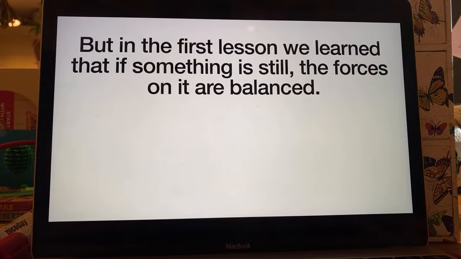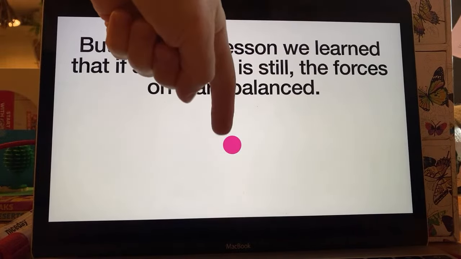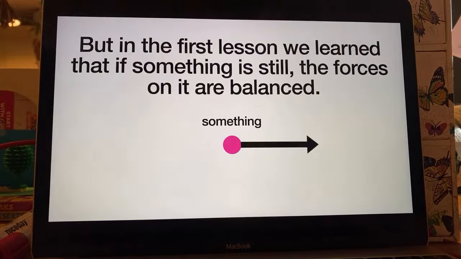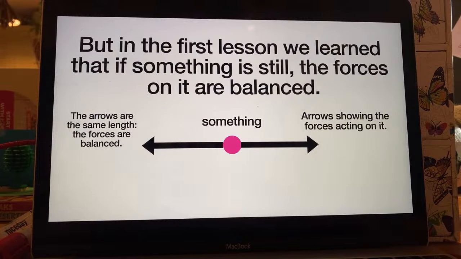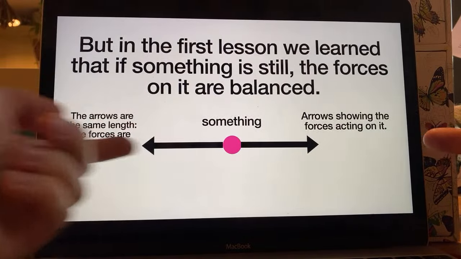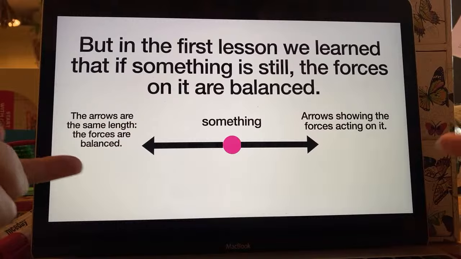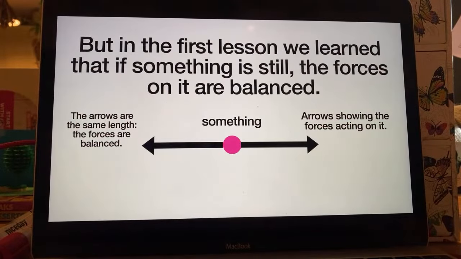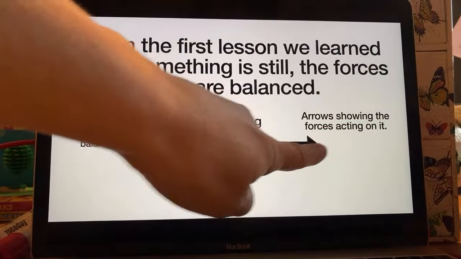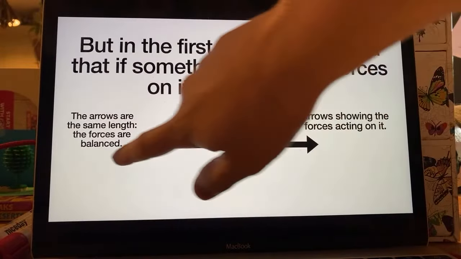But in the first lesson, we learned that if something is still, the forces on it are balanced, right? So here's your thing, whatever it is, just a ball, your something. And we draw arrows on it to show the forces that are acting on it. The longer the arrow, the bigger the force. So this would be a force diagram for something that was getting pushed in that direction and pushed with the same amount of force in the opposite direction.